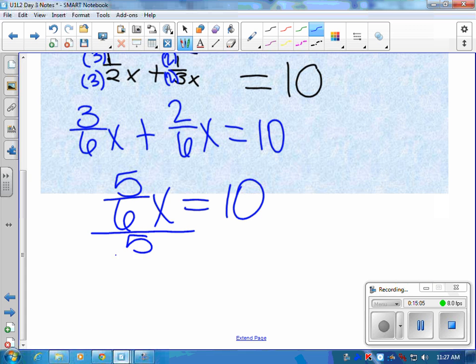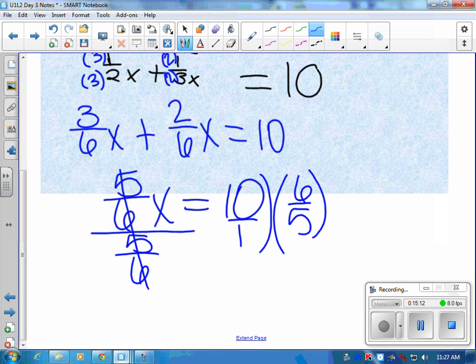So I can divide by 5 over 6 or multiply by 6 over 5. Dividing by a fraction is the same as multiplying by its reciprocal. How can I simplify this before I multiply?